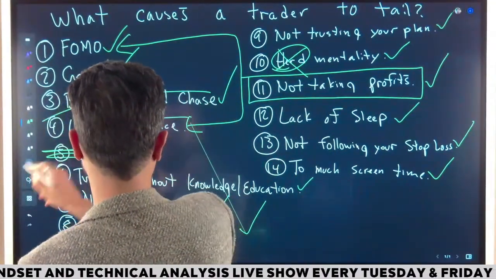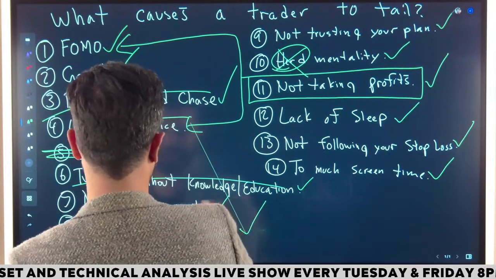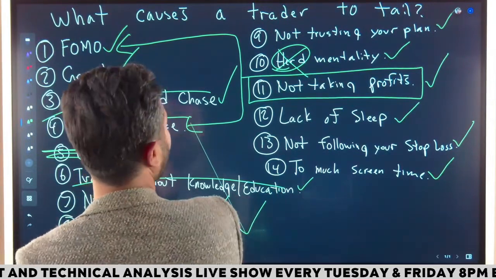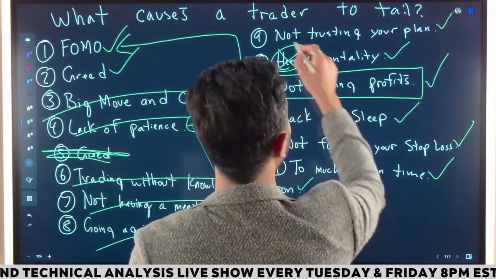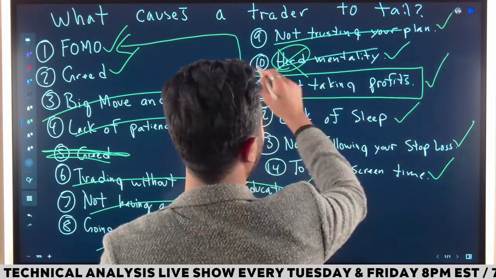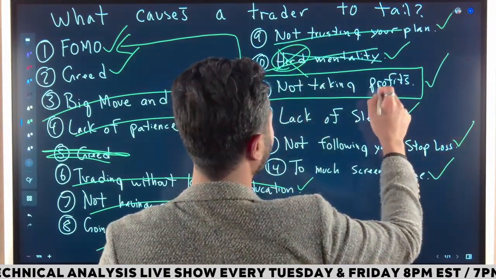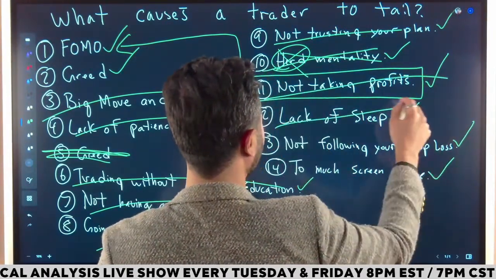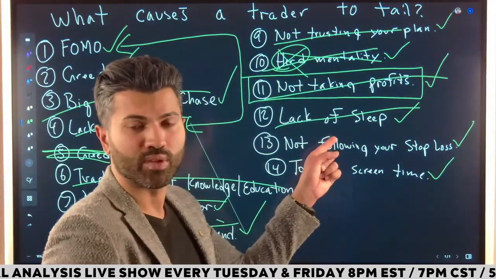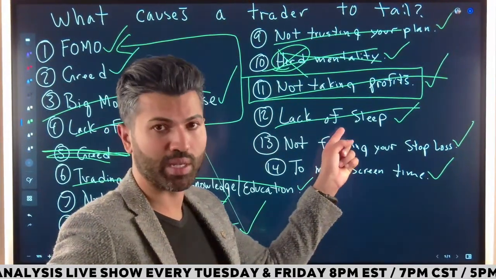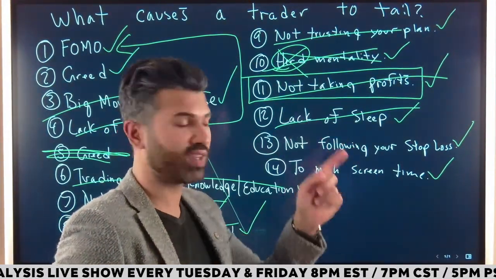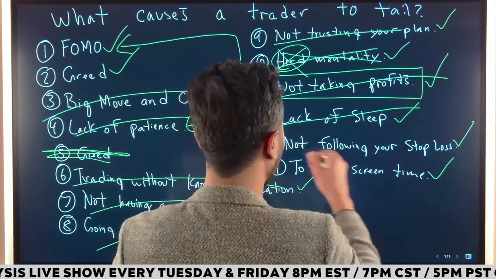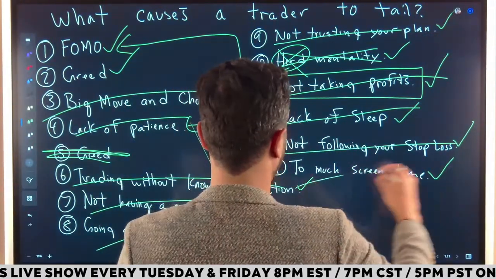Don't do that. I have that. Don't do that. Definitely don't have that. I always take my profits. This has been fixed. This was my problem for over 2 years. This was my number 1 problem. Not anymore. That device fixed it. Not following your stop loss. Don't have that. Definitely don't have that.